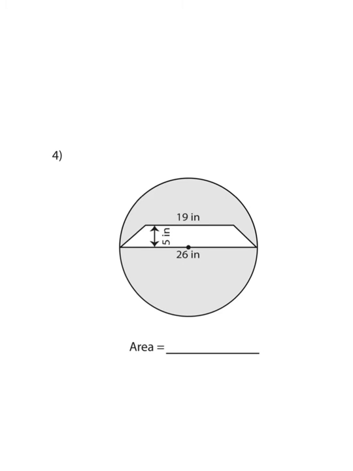So now looking at this, I have a circle, and then I have a trapezoid cut out of it. So what I'm going to need to do is find the area of the circle, the area of the trapezoid, and cut it out.